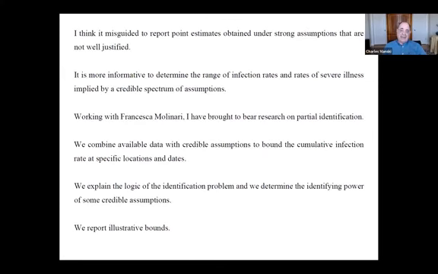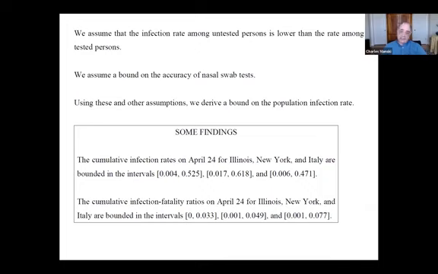Now, when I come into this, I together with Francesca, because we did this all together, I think it's misguided to look at any one of these point estimates under strong assumptions. We think it's much more informative to determine the range of infection rates and the range of severe illness implied by a credible spectrum of assumptions. So this is the classic problem of partial identification. So what we do is combine available data with credible assumptions to bound the infection rate in particular places and on particular dates, because it changes over time and over where you are. We go through the logic in a technical paper on the nature of the identification problem, and then we report illustrative bounds. This is all I'm going to say about this, because you have to dig into the paper and read it.